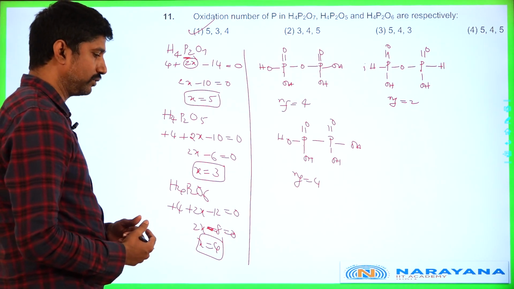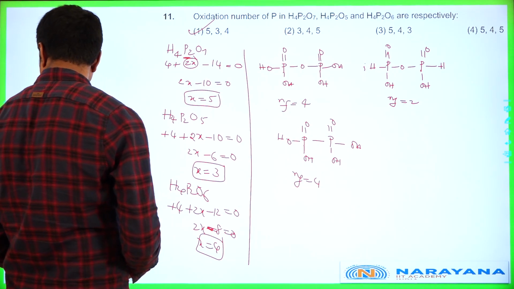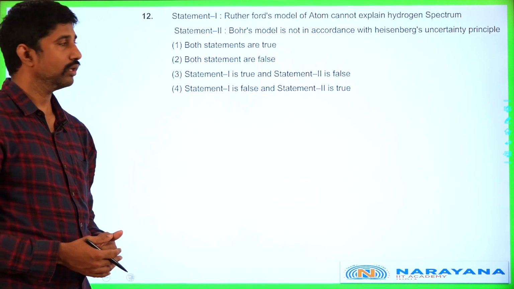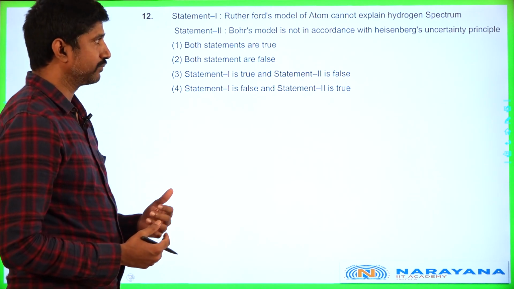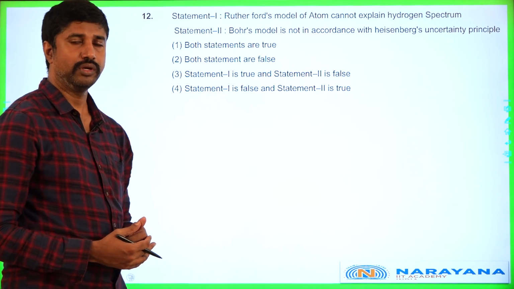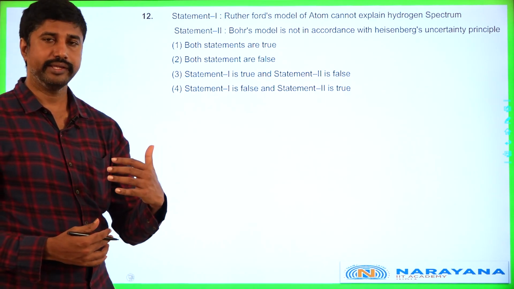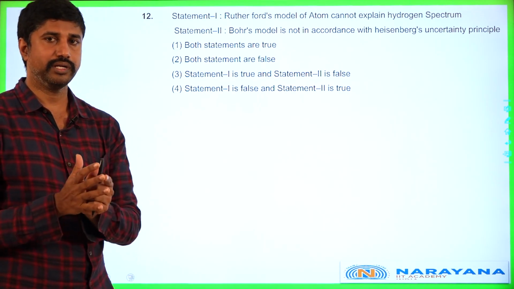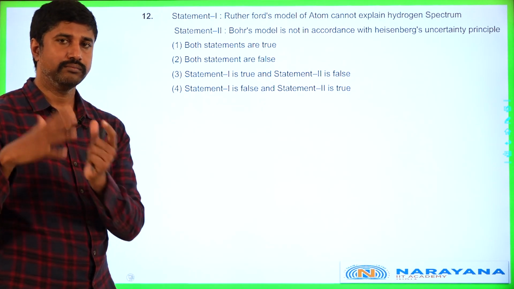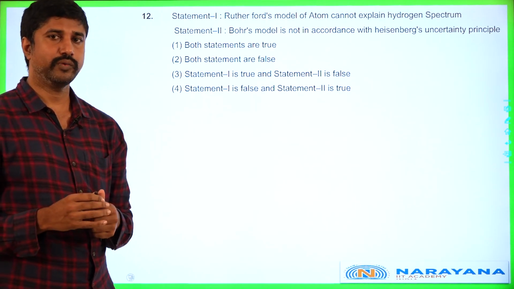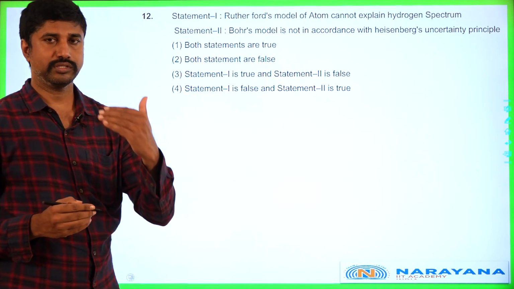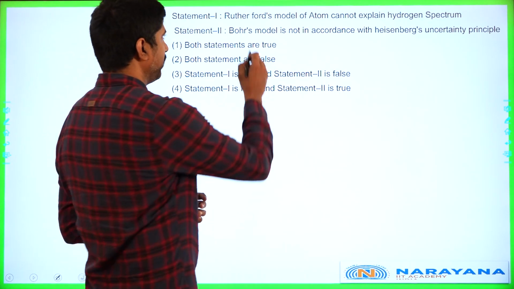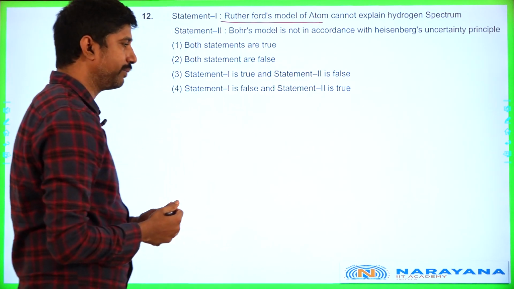So let us go for the next question. So question number 12. Rutherford's model of atom cannot explain hydrogen spectrum. So Rutherford's model, first Thomson's ideas and then Rutherford's ideas, and then as Rutherford's model failed completely, Bohr's model came, followed by the Rydberg equation. With the help of Rydberg equation, the hydrogen spectrum was successfully explained. So Rutherford's model cannot explain hydrogen spectrum. Yes, it is a true statement.